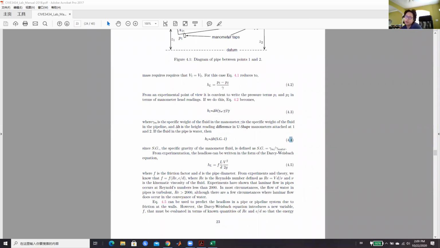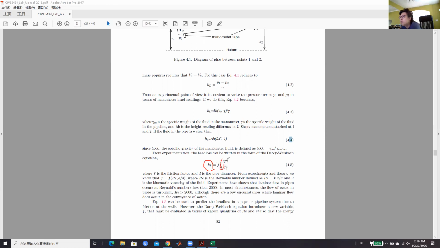lab. We need to calculate the head loss over the lens. The lens is 182 inches. So once we get the head loss, we're able to use the Darcy-Weisbach equation to find out the Reynolds number or the friction factor, okay, of the cast iron pipe. Okay, and since we already get the head loss, right? The head loss using the pressure difference to calculate the head loss.